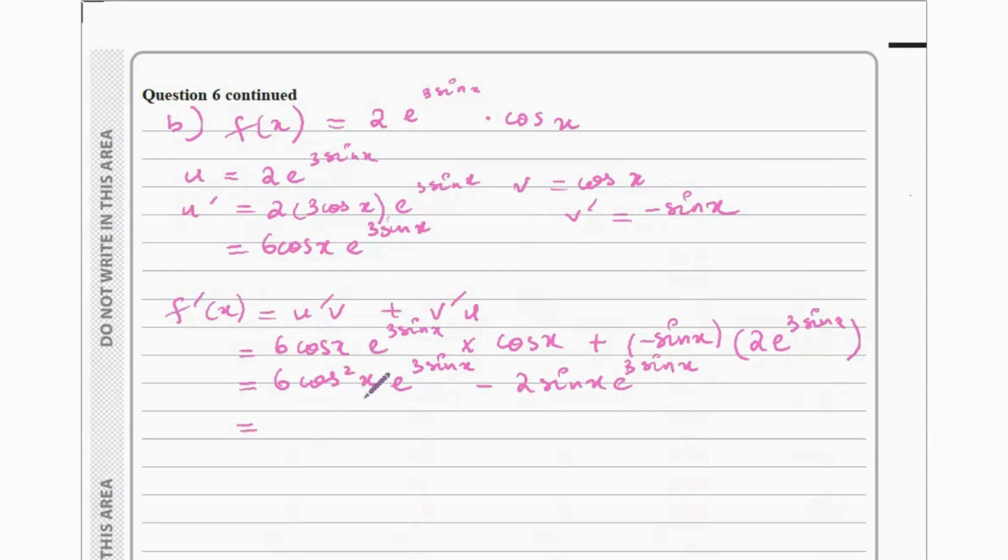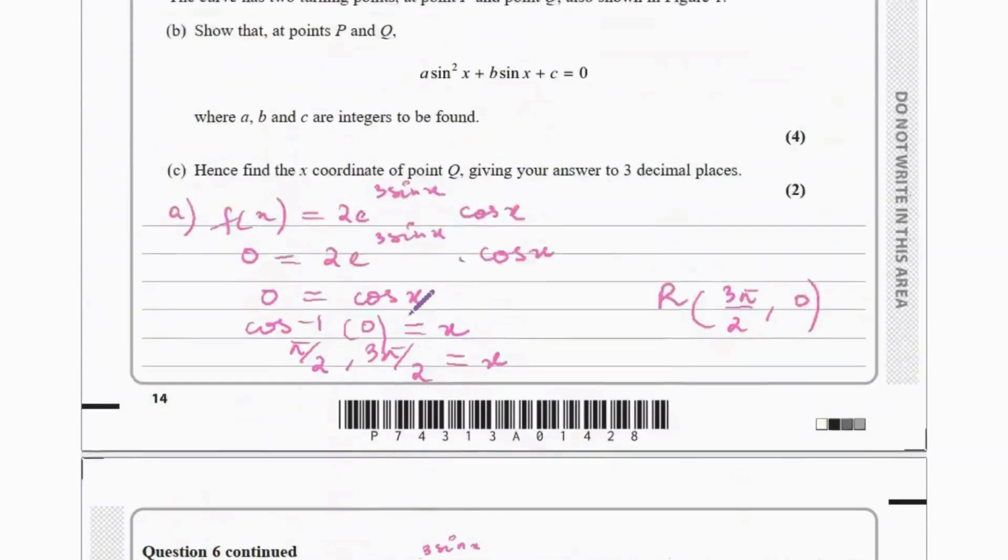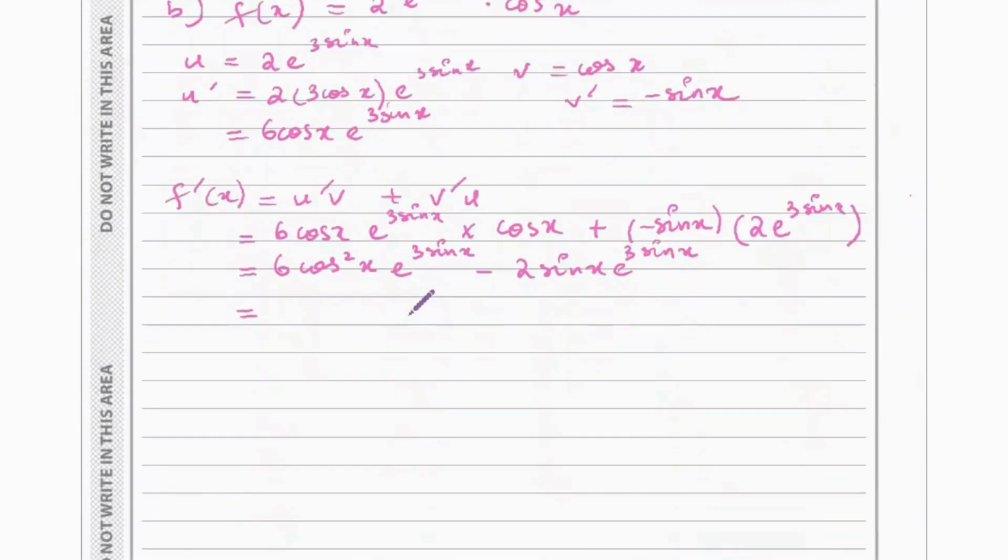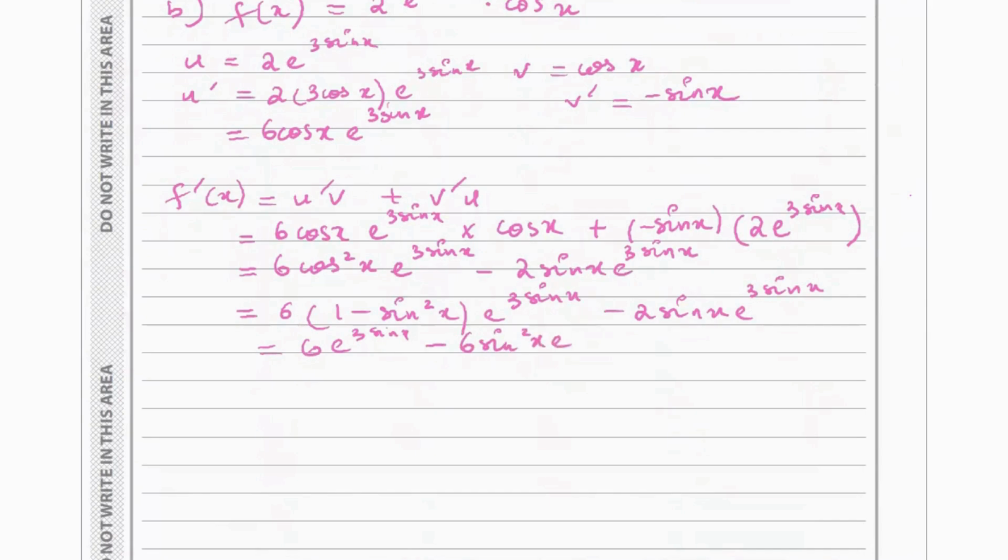Now we can replace the cos squared x with 1 minus sine squared x because, if I'm not wrong, the question is in terms of sine. So 6 bracket 1 minus sine squared x times e to the power of 3 sine x minus 2 sine x times e to the power of 3 sine x. So 6 times e to the power of 3 sine x minus 6 sine squared x times e to the power of 3 sine x minus 2 sine x times e to the power of 3 sine x.